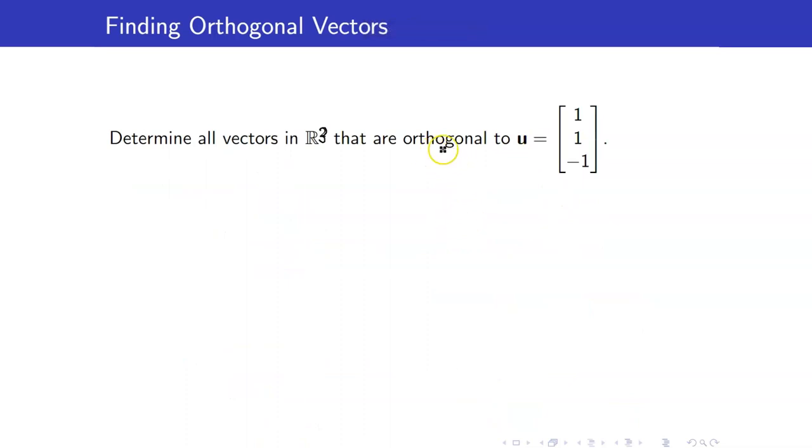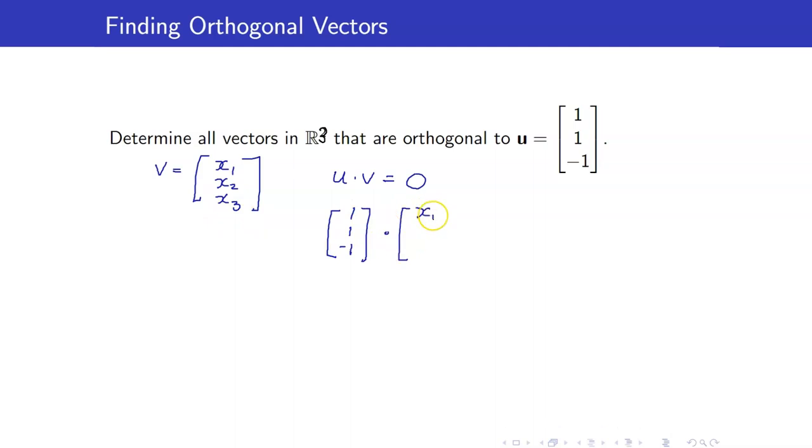Next, we are now in R3. We also want to find all the vectors that are orthogonal to this u here. So let us call that v (x1, x2, x3), and we want u dot v to be equal to 0. So we have (1, 1, negative 1) dot (x1, x2, x3) is equal to 0. This dot product is equal to x1 plus x2 minus x3. Take note that we have 3 unknowns, but we only have one linear equation. That means that we have 2 free variables.